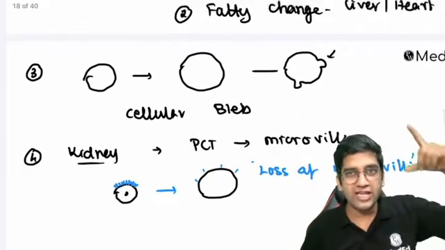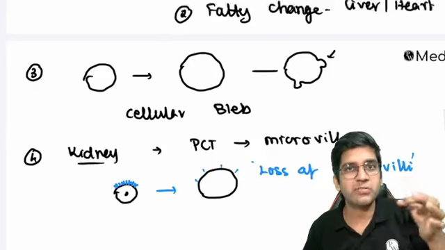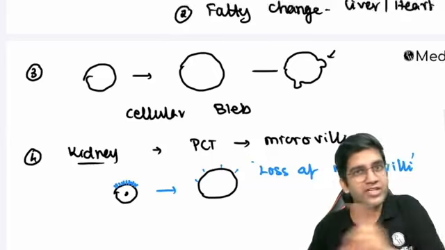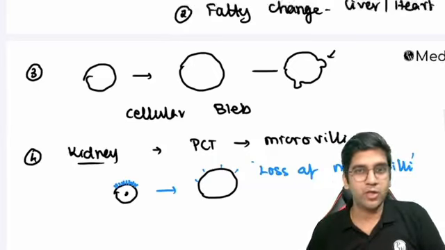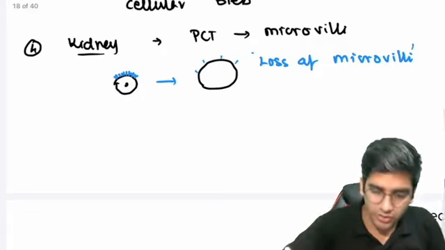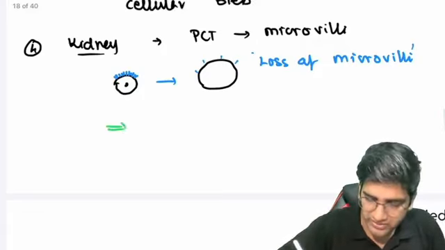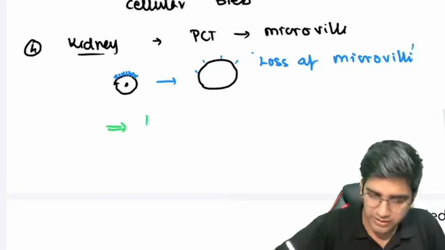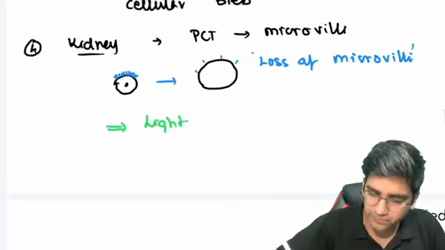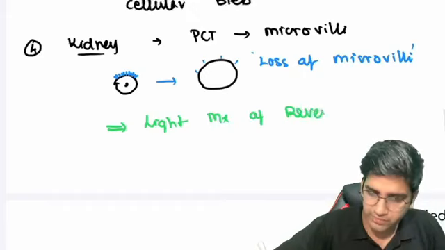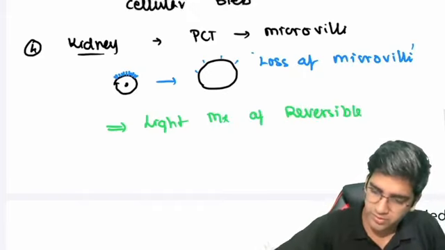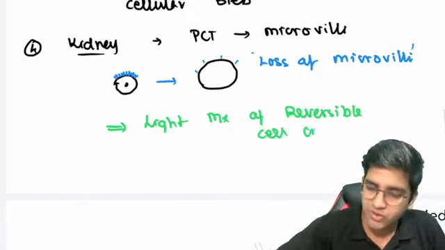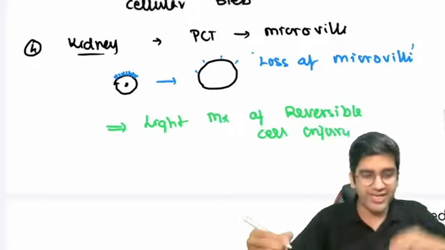So in other words, can I call all the above reversible cell injury findings, or irreversible cell injury findings? Everything we have read till now, perfect, they are light microscopy features of reversible cell injury, right? Perfect. If you have a question on reversible cell injury, you can explain everything.